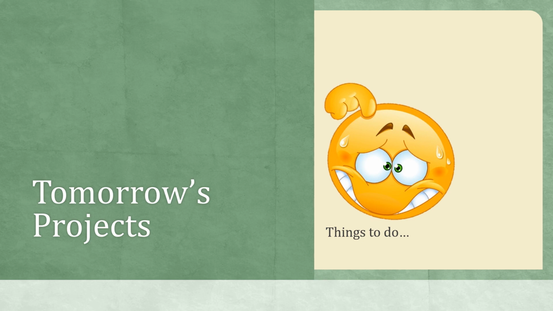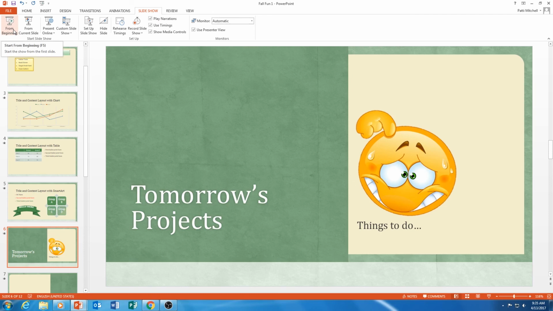When you're ready to get out of your full screen PowerPoint, simply go up to the top left of your keyboard, hit Escape, and it'll take you back to where you're working.